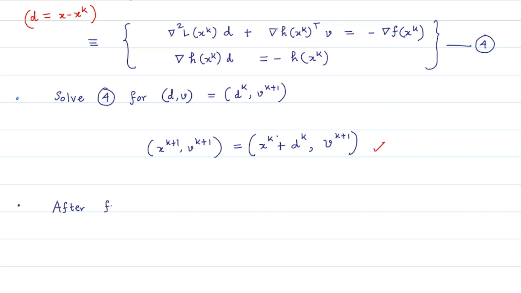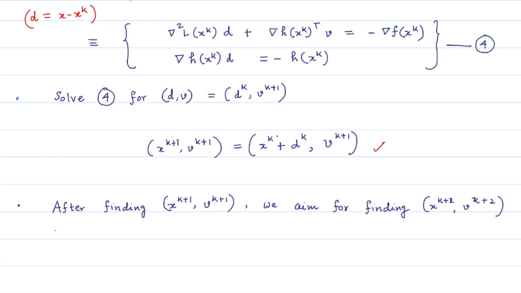finding xk plus 1, vk plus 1, we go for finding the next iterative point xk plus 2, vk plus 2 by solving the system of equations 4 for the point xk plus 1, vk plus 1.